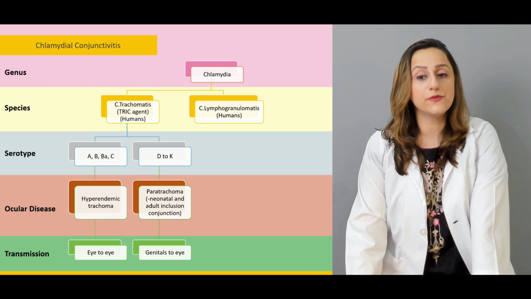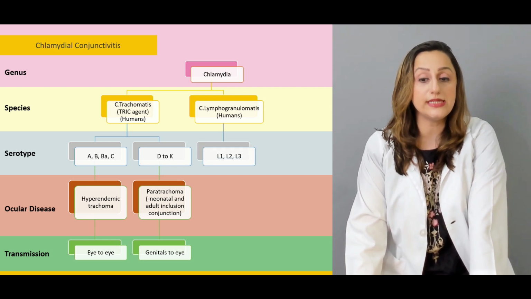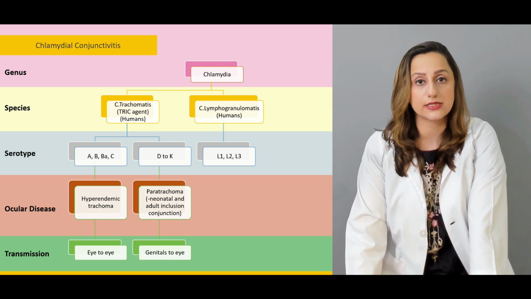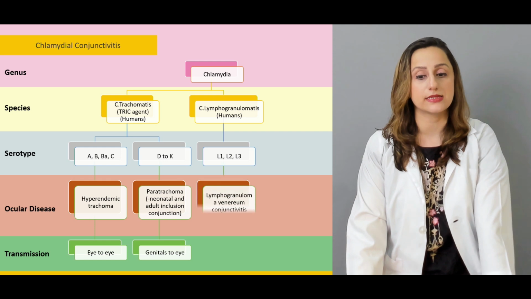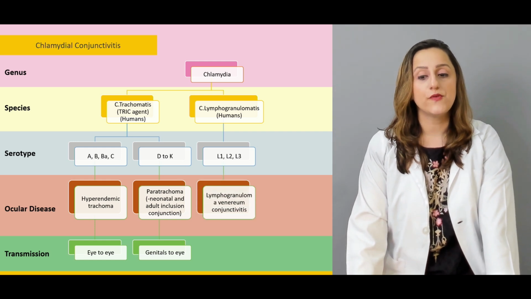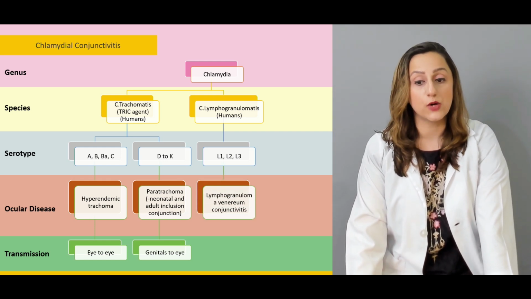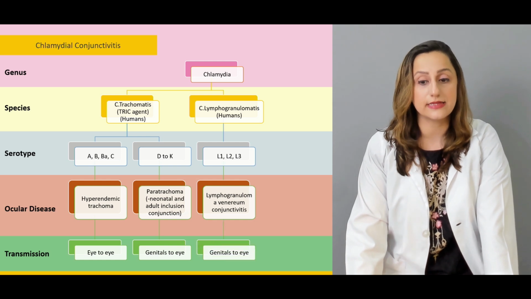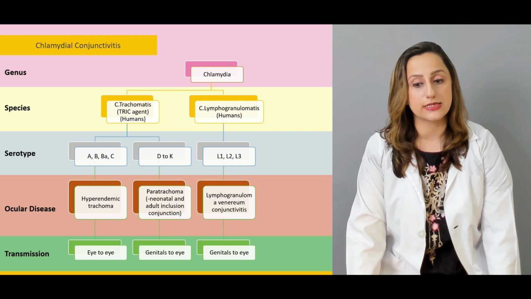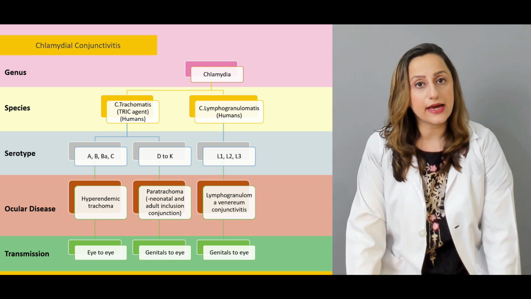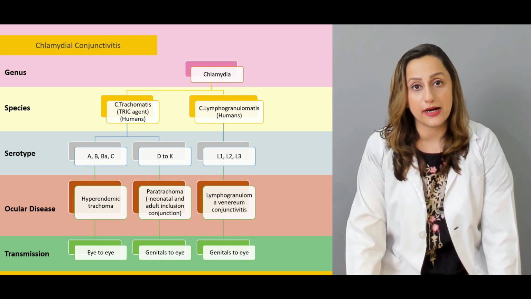Then we have lymphogranulomatosis. In humans, the strains that are present are L1, L2, and L3, which are quite notorious. We have lymphogranuloma venereum conjunctivitis, which is the name of the disease that these strains cause. The transmission again is from the genitals to the eye.